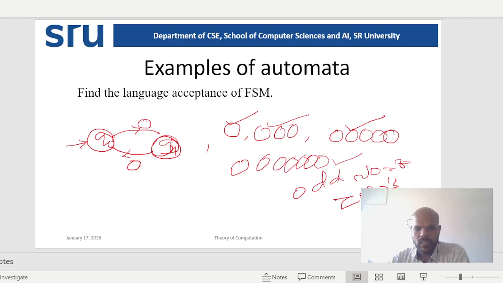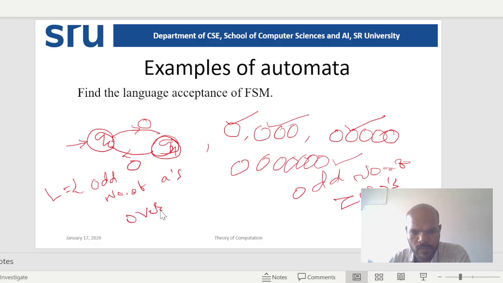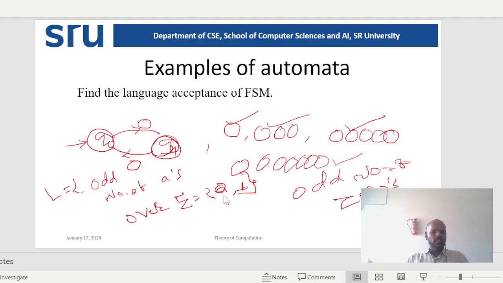That means L is a language of an odd number of zeros over the alphabet sigma equal to {0, 1}. It is not necessary that 1 should be included; it may or may not be included, right? So this is about today's class.